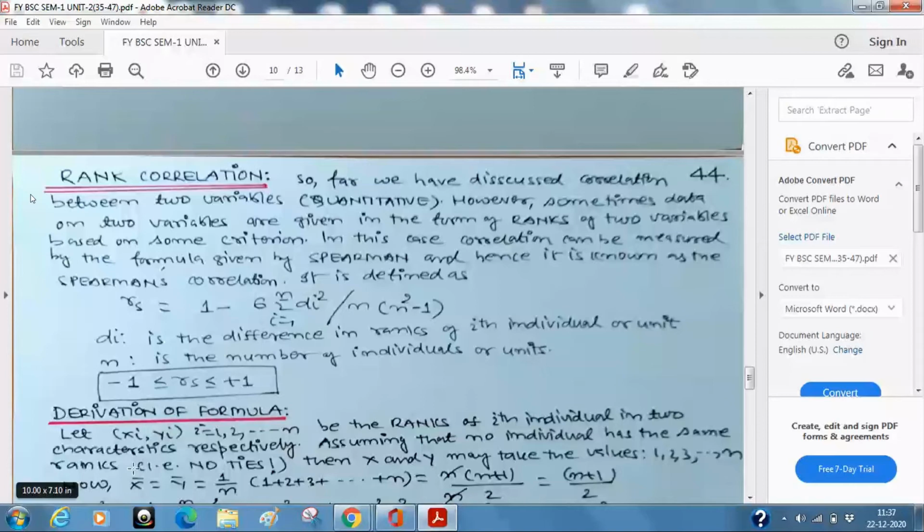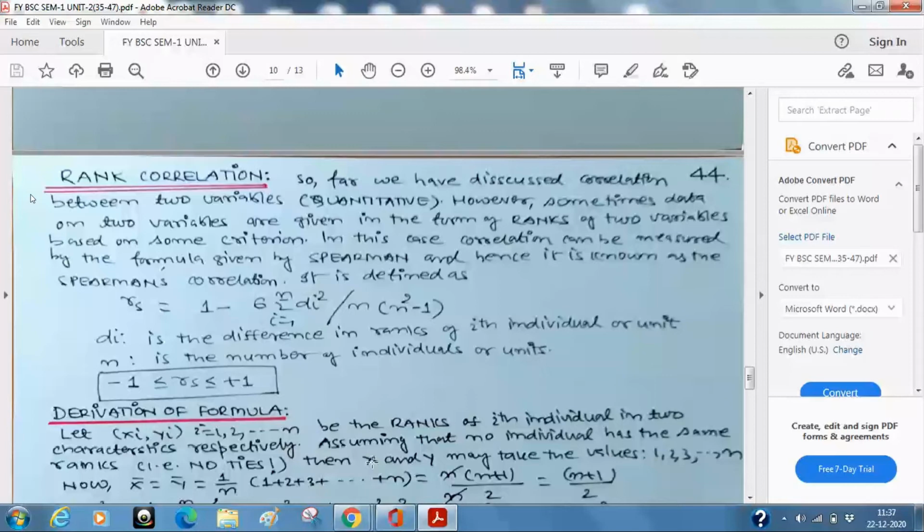Okay, if there are no ties and every individual can be given only one value of a rank, and suppose there are n individuals, n can be any number, n can be 50, n can be 100, n can be 200, whatever the data you are collecting. So what is the x data? X can go from 1 to n. Similarly, y can also go from 1 to n.